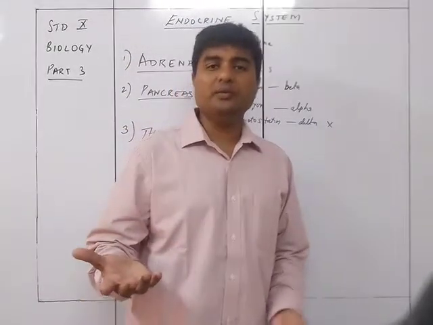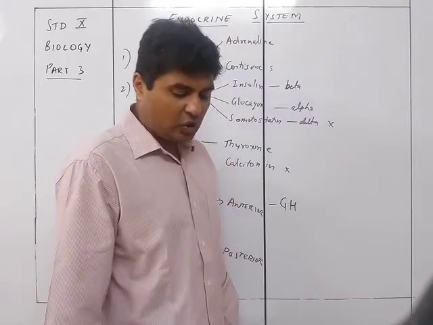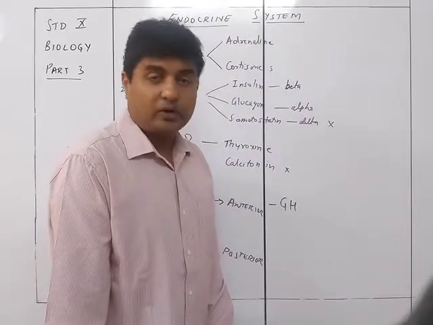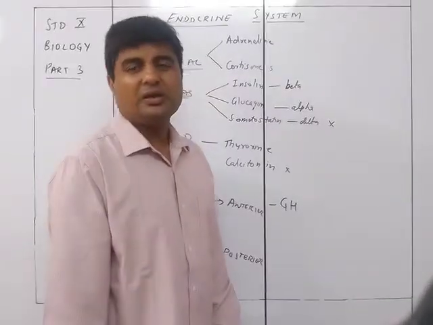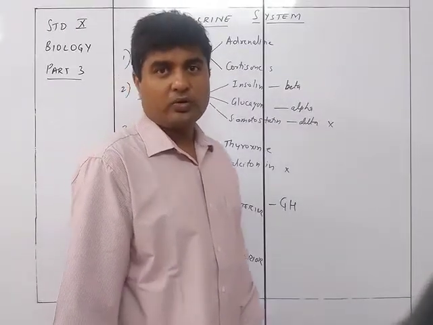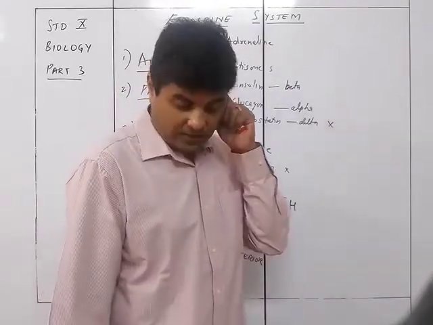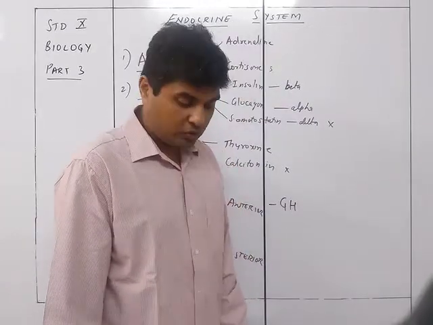Obviously, what does it do? Growth. Okay. So it is essential for the normal growth. It is also called somatotropic or the stimulating tropic. Tropic means stimulating. So somatotropic means that which stimulates the growth, that is the growth hormone. So it is essential for the normal growth of the body.